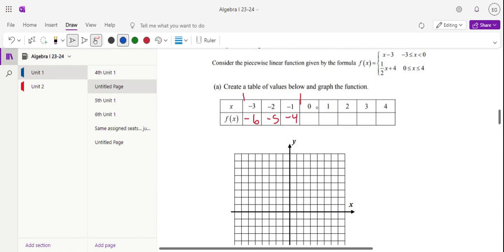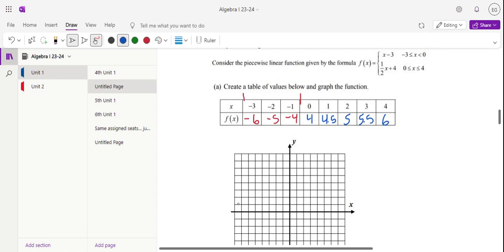So 1/2 of 0 is 0, plus 4 is 4. With a 1 in there, 1/2 times 1 is 1/2, plus 4 is 4.5. Put the 2 in, 2 times 1/2 is 1, plus 4 is 5. 3 times 1/2 is 1.5, plus 4 is 5.5. And last but not least, 4 times 1/2 is 2, plus 4 is 6.